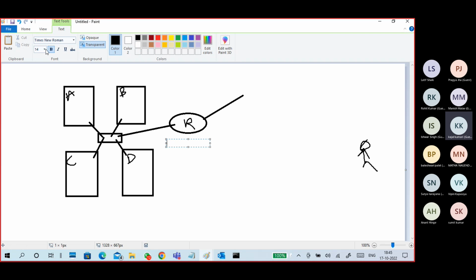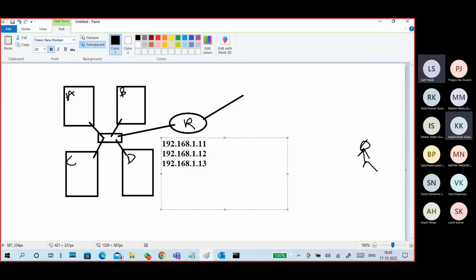So this is one by one, PC A, PC B. Here is how it is translated. For example, 192.168.1.11 is A PC, 192.168.1.12 is B PC, 192.168.1.13 is C PC, and 192.168.1.14 is D PC. Four PCs are there.